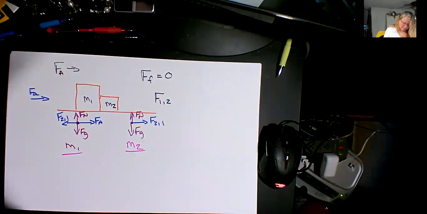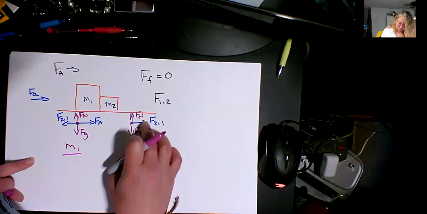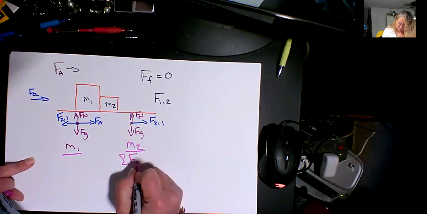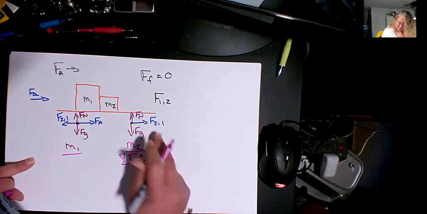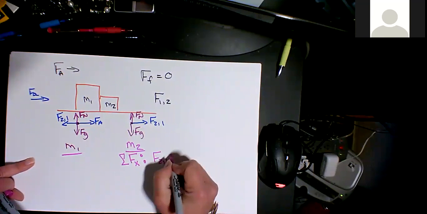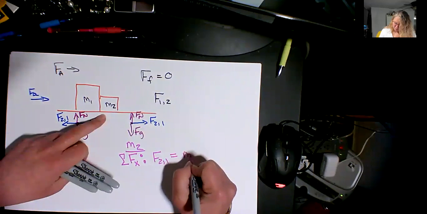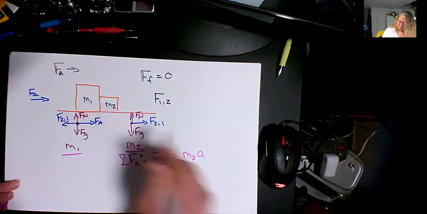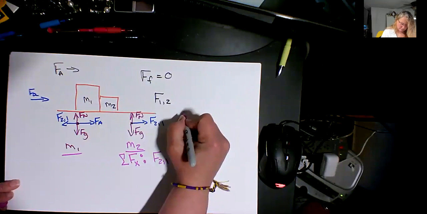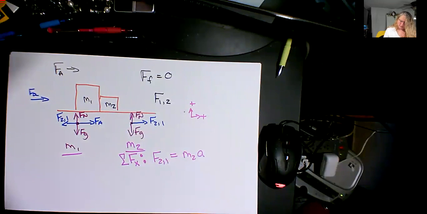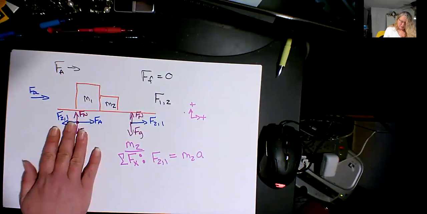Now I can do my sum of forces. I'm just going to focus on this one here because that's the one that will help us see what's going on. The force of 2 on 1 equals mass 2 times acceleration. If I'm going this way, then the acceleration is positive. Just to be clear, I'm saying up and to the right is positive.